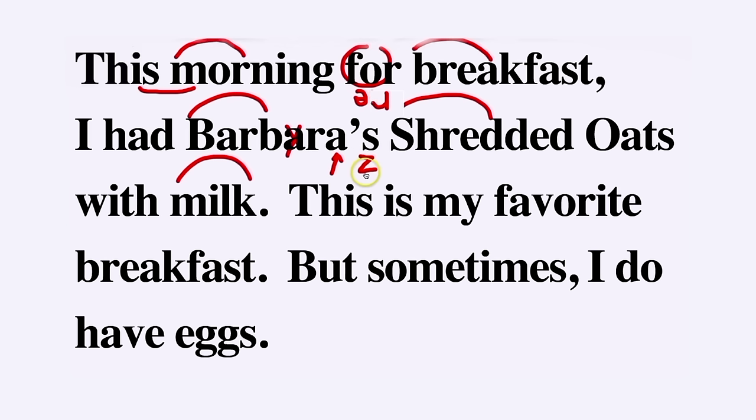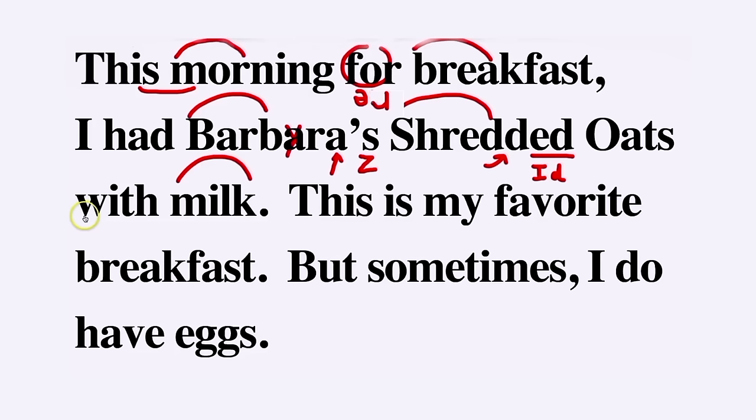I also noticed that the ED ending here is pronounced as the I, as in sit vowel, D sound. That's because the sound before was a D. ED endings are among the few cases in American English that follow regular rules. I noticed that the word with is not reduced, but it's very flat in pitch because it is unstressed. With. It's also quite fast. With milk. I had Barbara's shredded oats with milk.